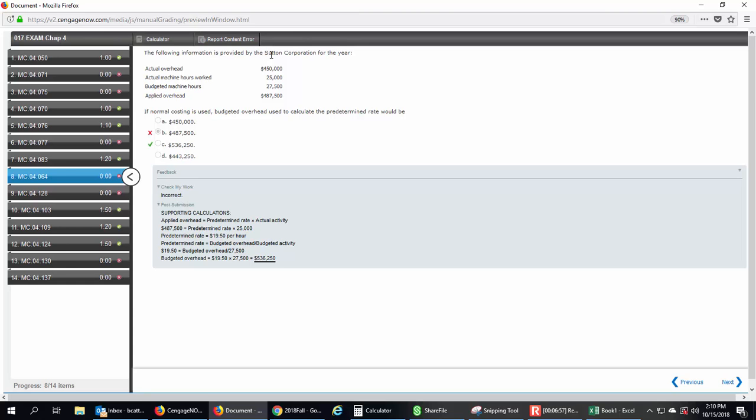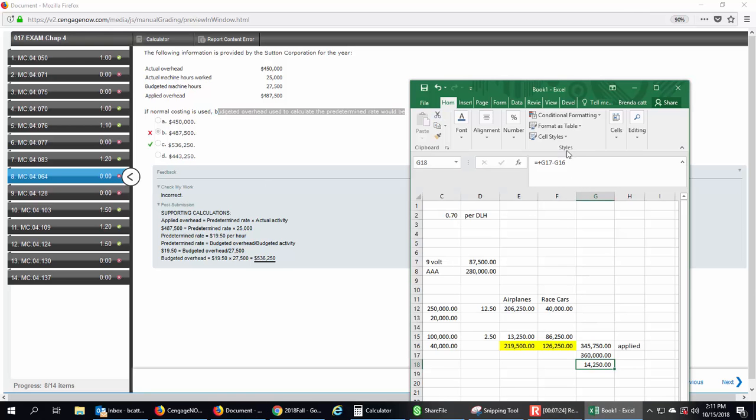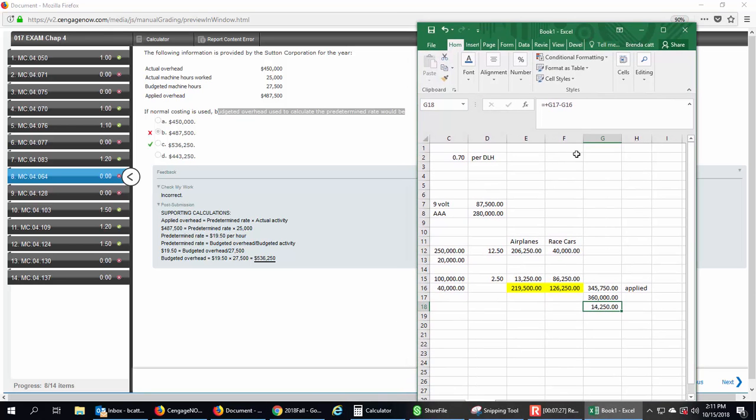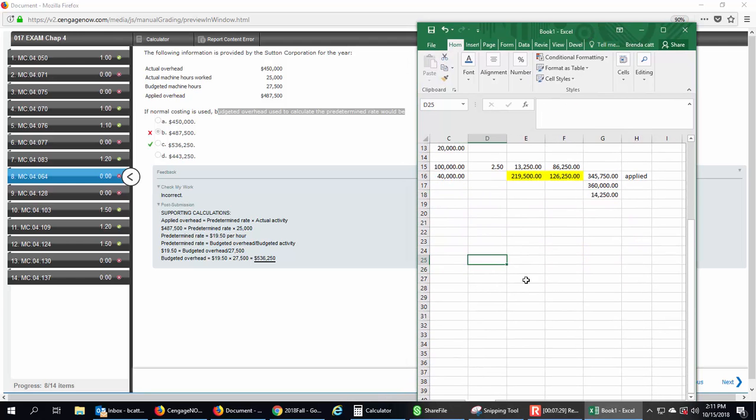Following information. Let's see, we've got some actual numbers, we've got some budgeted numbers, and some applied overhead. All right. Budgeted overhead used to calculate the predetermined overhead rate would be the following information: normal costing, actual overhead, machine hours, budgeted machine hours. This one is a little bit more algebraic.